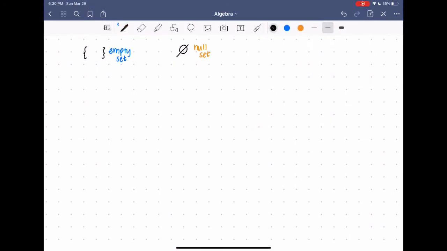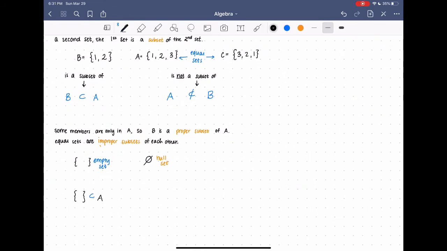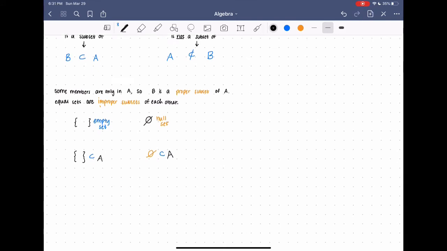So I can say that this empty set is a subset of our original A. It can be considered a subset of A. And I can also say that the null set is a subset of A. This set is considered to be a subset of every single set in existence. Now let's try an example.